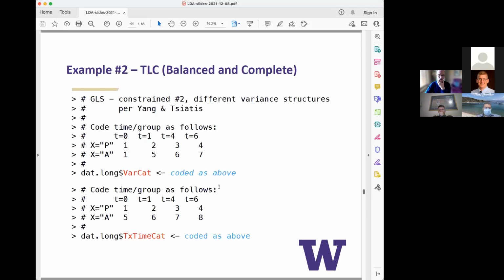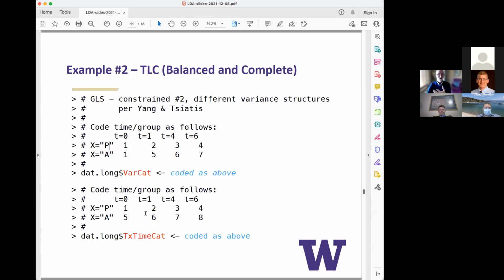But this package has incredibly clever syntax. You can code a variable to talk about the variance you want. So here's an example where Tessa Rue, my collaborator, who's amazing, said, I want the treatment groups to have the same variance at baseline. So I'll code those as 1s, but I want the placebo group at time 1, 4, and 6 to have different variances. So I'll code those as 2, 3, and 4. And I further want the intervention group to have even different variances. I'll code those as 5, 6, and 7.